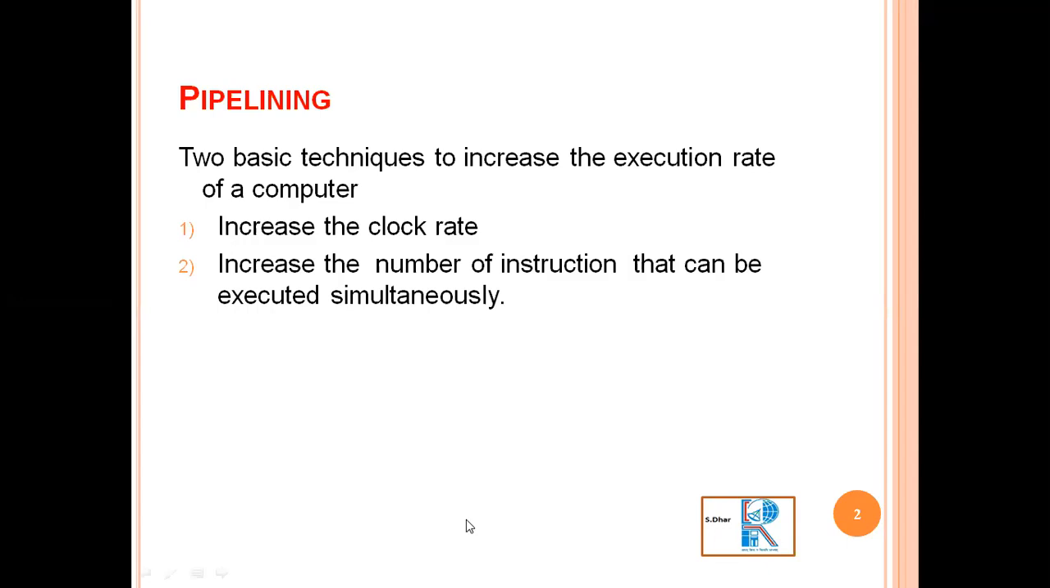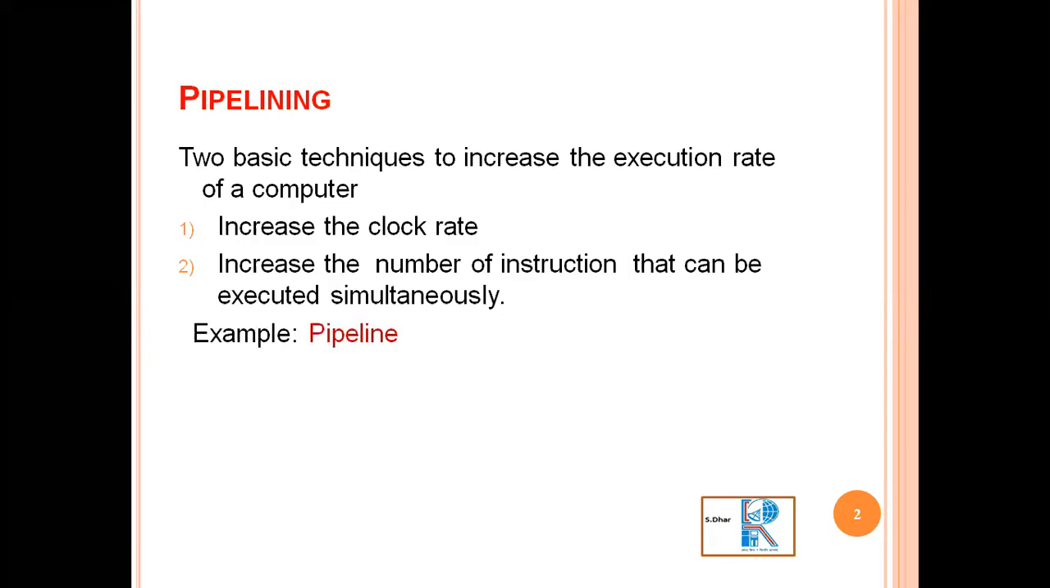There is another technique to increase the performance of the machine, and that is to increase the number of instructions that can be executed simultaneously. So one thing is that we can increase the clock rate to increase the performance of a machine, and another is that we can increase the number of instructions that can be executed simultaneously. Now the second technique is actually implemented using pipeline.